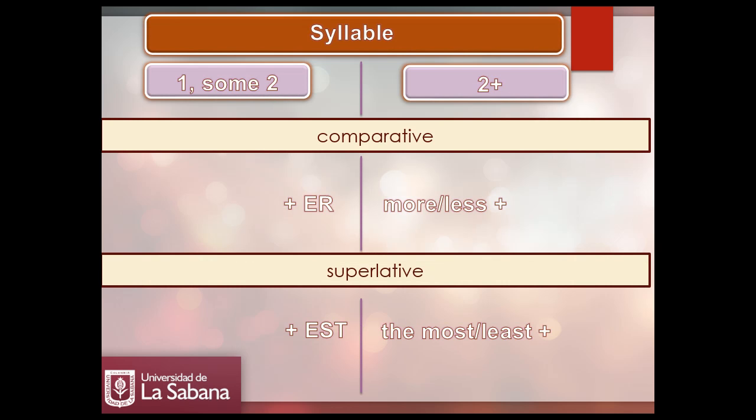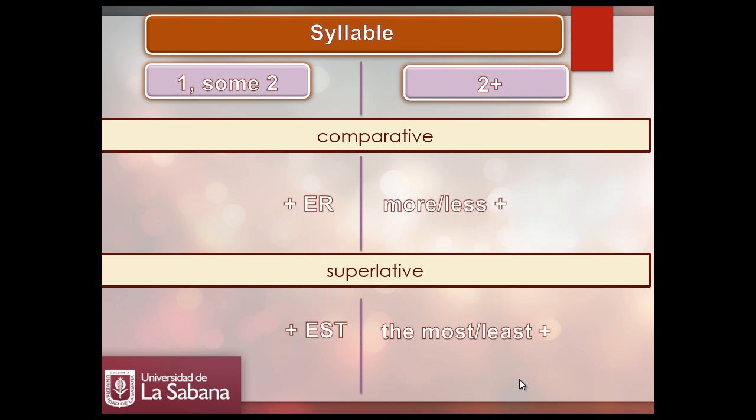So when we want to compare two things, we use the comparative degree. If we have more than 2 things, a whole group of things, we use the superlative degree. If the adjective is short and has only 1 syllable, we add er to it in the comparative degree and est in the superlative degree. Some 2-syllable adjectives also use this pattern.